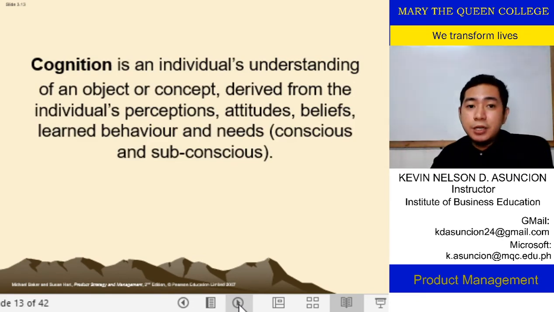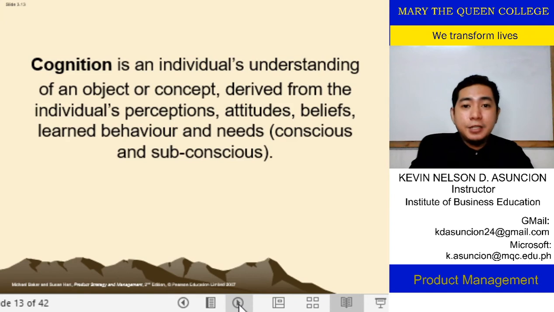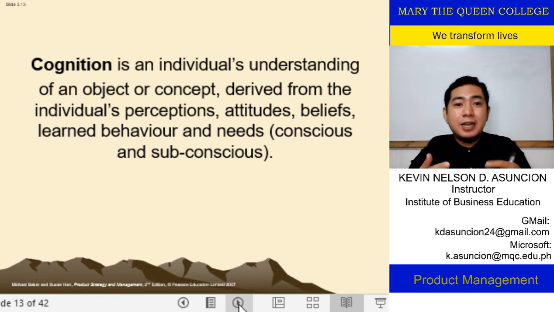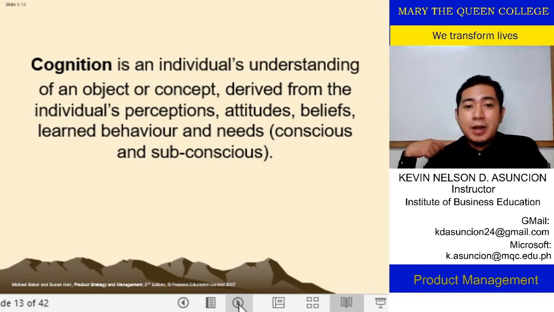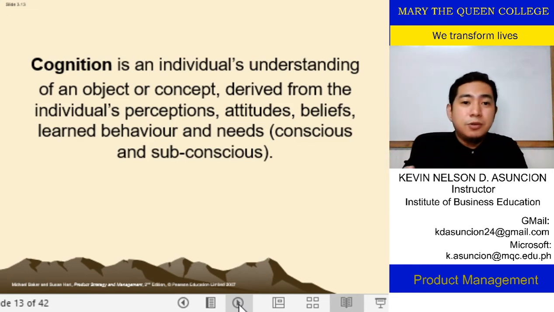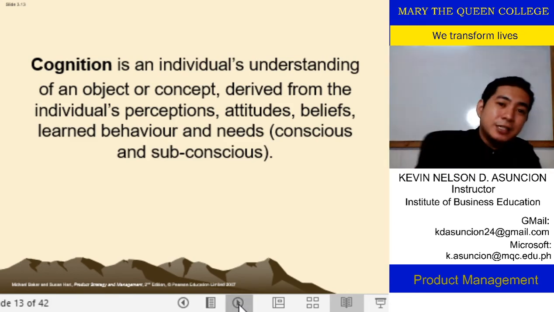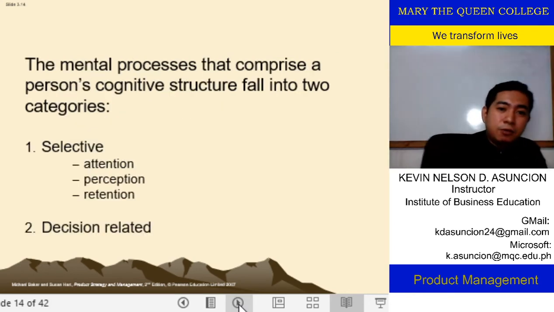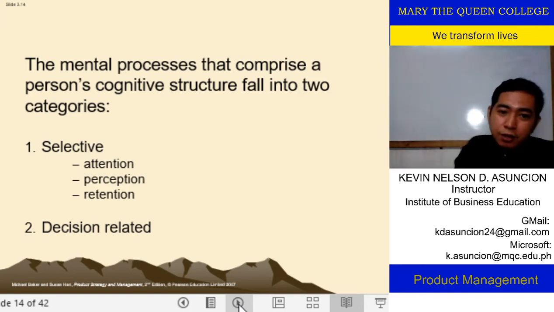And then we have cognition. Cognition is an individual's understanding of an object or concept derived from the individual's perception, attitudes, beliefs, learned behaviors, and the needs. So kumbaga ito na process na, natuto ka na. Pinaprocess mo yung isang concept tapos sinasagot mo. O kumbaga ito yung ginagawa mong decision. So that's how important cognition is. The mental processes that comprise a person's cognitive structure fall into two categories. We have a selective one and a decision one, decision related.